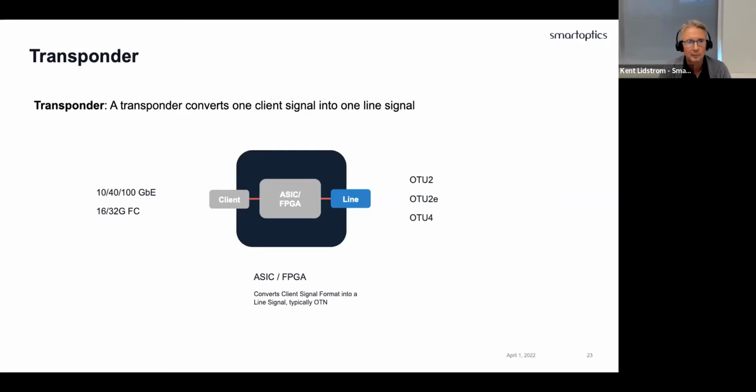So the client signal will be a standard client signal that you have on your switch and router, a 10 gig Ethernet or 100 gig Ethernet or 16 gig fiber channel. Then in order to shoot that at longer distances, you probably want to add some forward error correction to it. You might want to add some overhead so you can introduce, say, in-band management capabilities, etc. So then the FPGA introduces that by adding a framing.